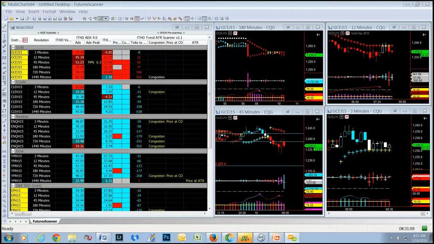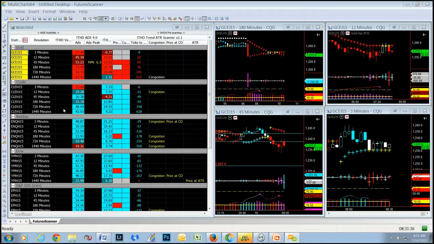The indicators, the scanner window, which you see over here on the left, has multiple symbols in multiple time frame zones, and has several columns in it. The first column here is the THD volume divergence indicator. And anytime I'm getting volume divergence, it would be marked in this column.